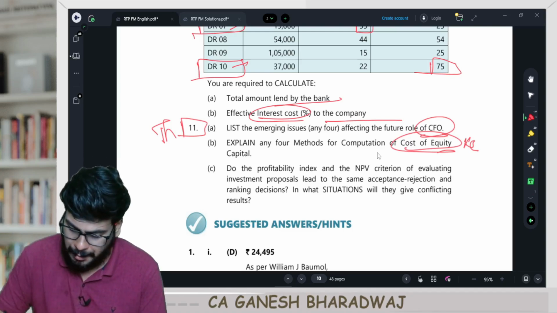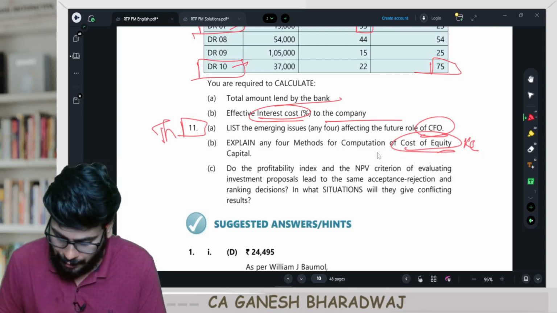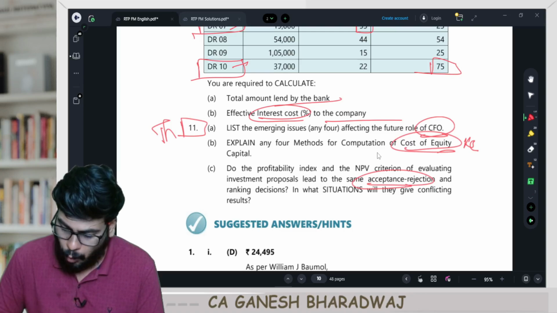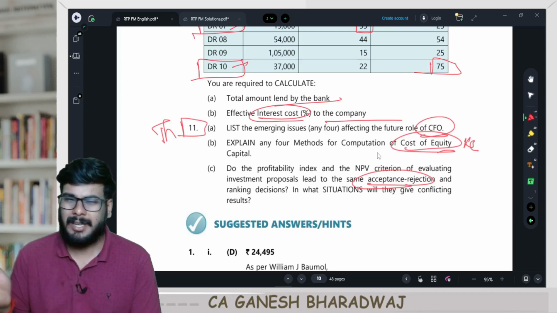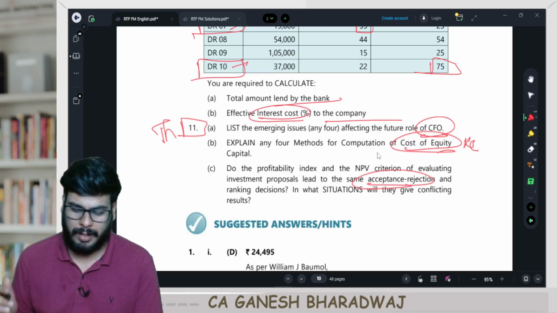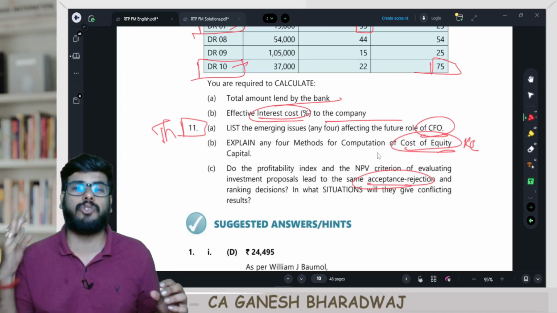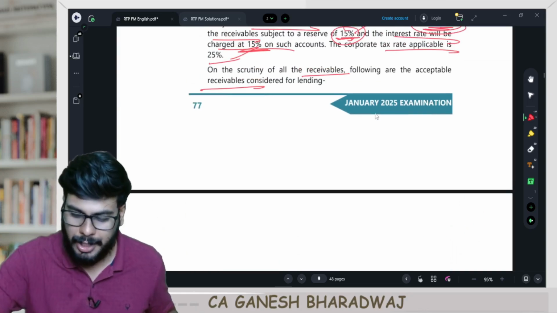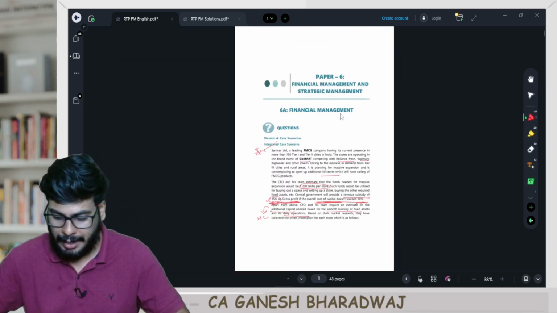Then, do the profitability index and NPV criteria of evaluating investment proposals lead to the same accept and reject criteria and ranking? In what situations will they give conflicting results? Once again, this is going to be a theory question. So these are the questions. You can just go through it once and leave it there. As simple as that, right? So with this, we have finished the entire RTP of this Jan attempt.